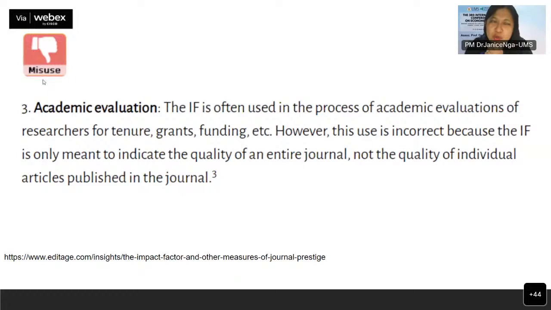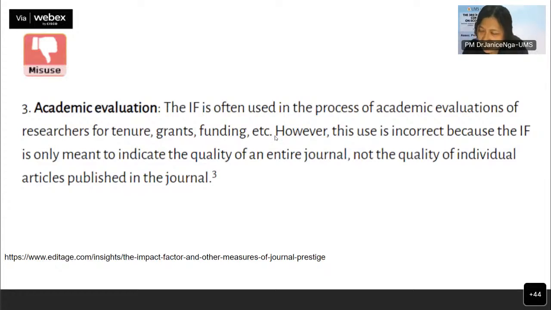Now, misuse of impact factor. I did not say this, you can go and search, it is there. Academic evaluation, so the lecturer, for example, for promotion, grants, funding, to see whether you are great or not. It doesn't really reflect what you're writing, because this is talking about the whole entire journal. It's not your individual work in that journal.